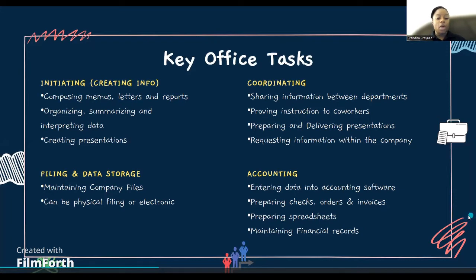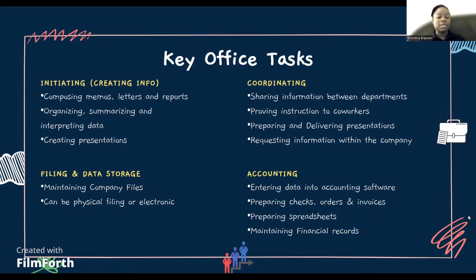Now, we talked about organizations and we talked basically about the office, but let's talk about things that happen in an office. So we know what an office is supposed to do, but let's break it down even further. In an office and different offices within a business, you're going to be doing things like initiating, coordinating, filing and data storage and accounting tasks as well.